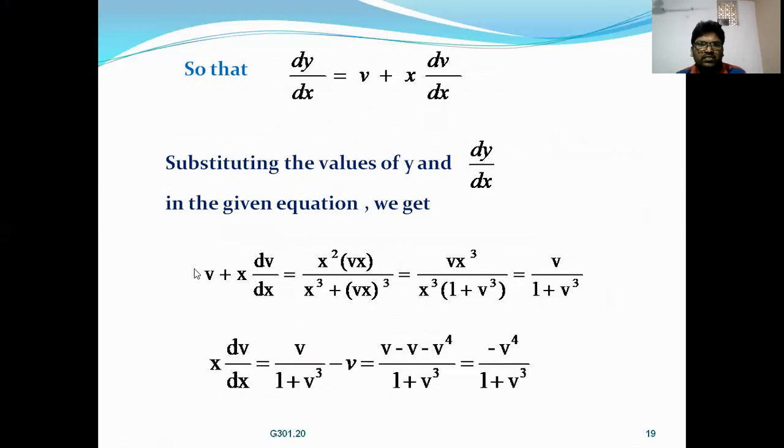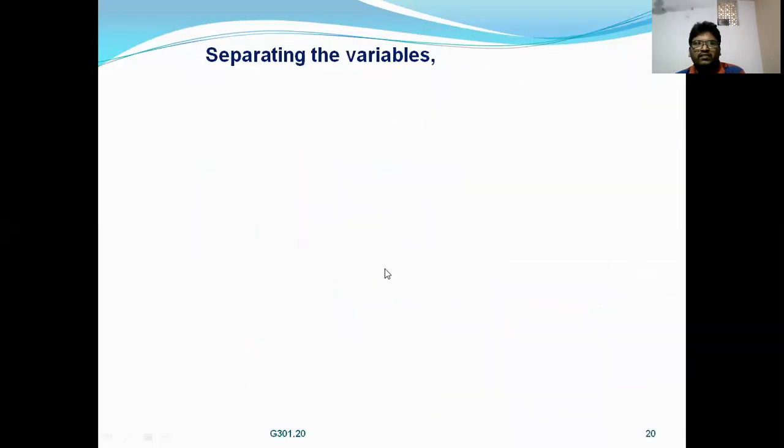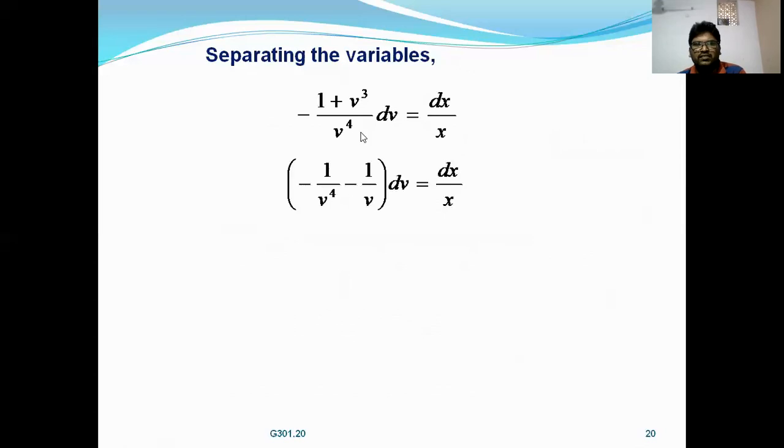So now take this v term to the right side, and we get minus v. After taking LCM, you will get v minus v to the power of 4 by 1 plus v cube, which is equal to minus v to the power of 4 by 1 plus v cube. So cancel this v and v minus v. Then after separating the variables, you will get minus of 1 plus v cube by v to the power of 4 into dv, and on the right side dx by x. This is separating the variables. Now it is ready to integrate.